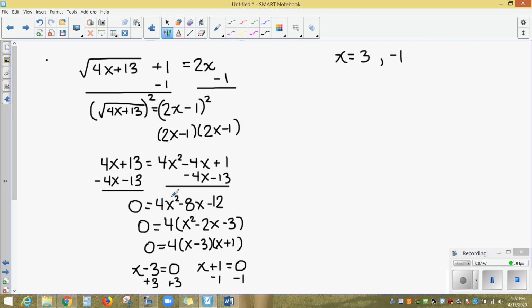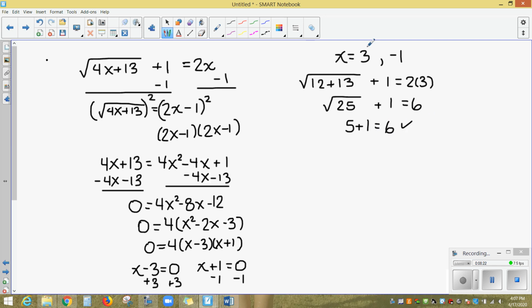And again, while those numbers are solutions to this equation right here in the middle, the one that does not have a radical in it, they may or may not work when we take them clear back up to the top. So if I plug in 3 for x, it says 12 plus 13 under the square root plus 1 equals 2 times 3, which is 6. It says the square root of 25 plus 1 equals 6, or plain old 5 plus 1 equals 6. That's a true statement, so we're going to keep x equals 3.